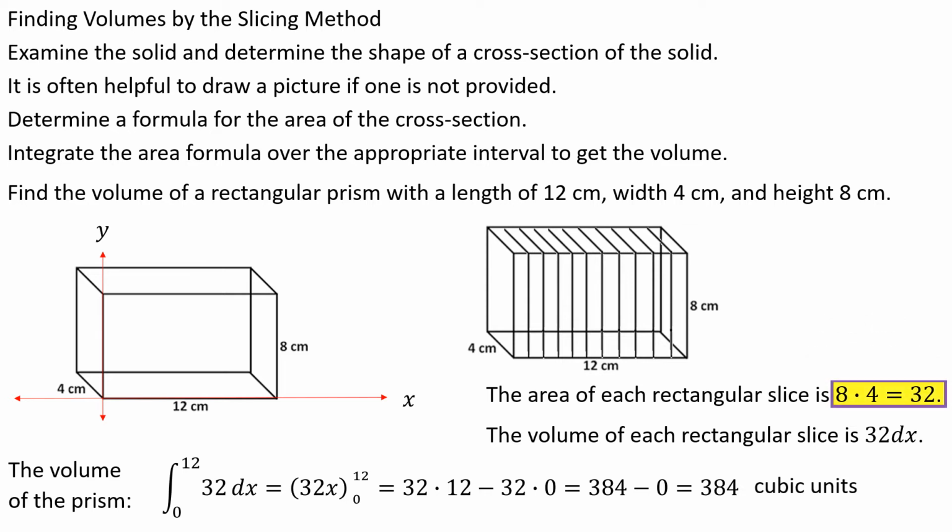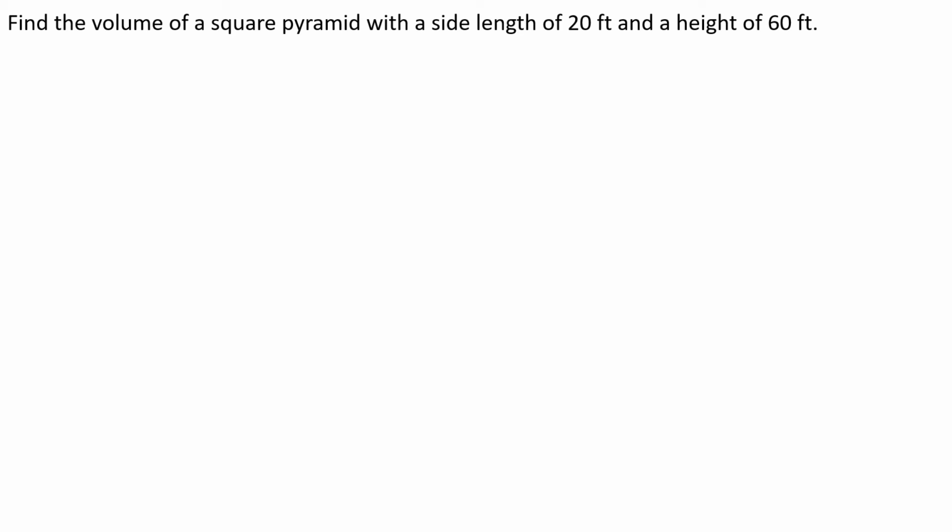You know what? If every slice is exactly the same, though, we could have just done geometry. We didn't really need calculus. So if every slice is the same, we've got to jazz it up. I can't believe I put cubic units there instead of cubic centimeters. We'll get that fixed. So let's do a square pyramid instead, where the base is a square, side length is 20, so it's a 20 by 20 square for the base. The height is 60 feet.